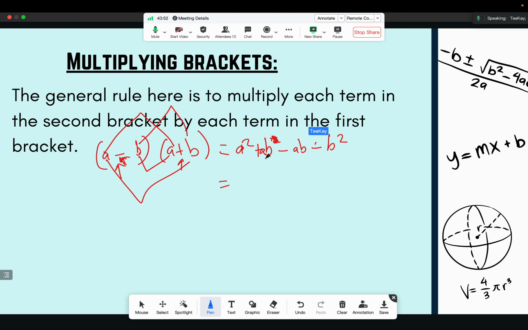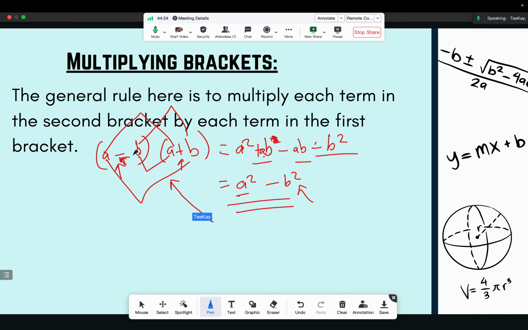And now if we look at like terms, plus ab and minus ab is 0, so we don't need to write this. And then we have this. Okay, so you can see now we have our answer. Our answer is a squared minus b squared. And this is called difference of two squares. We have a squared minus b squared. So anytime you have difference of two squares, we will have something like this.